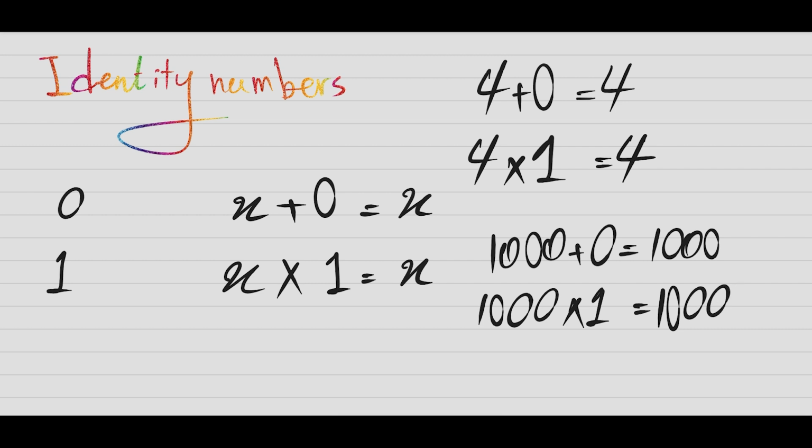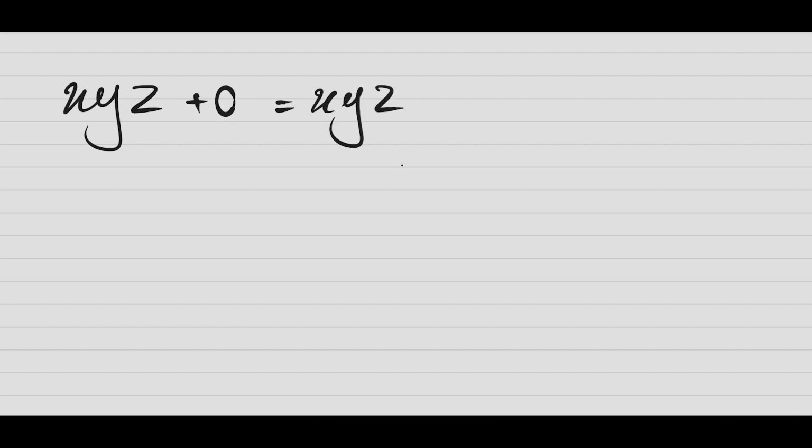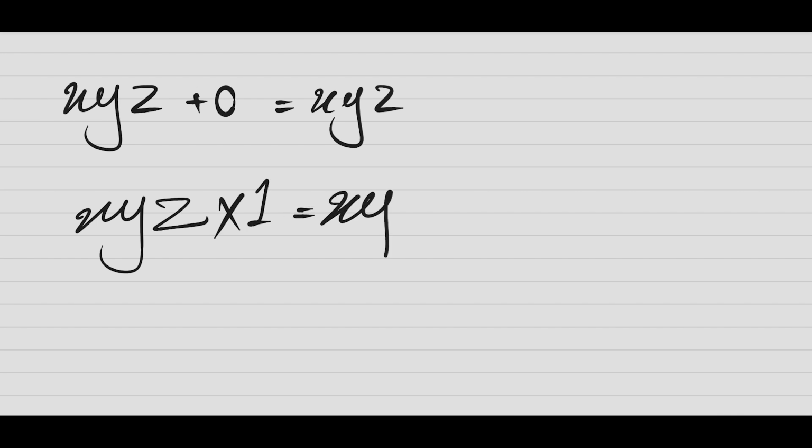We can also do it with variables, so it doesn't matter what we apply the identity numbers to. We will still keep the identity of the original value. So, x, y, z plus 0 will be x, y, z, and x, y, z multiplied by 1 will still be x, y, z. So, the identity number for addition is 0 and the identity number for multiplication is 1.